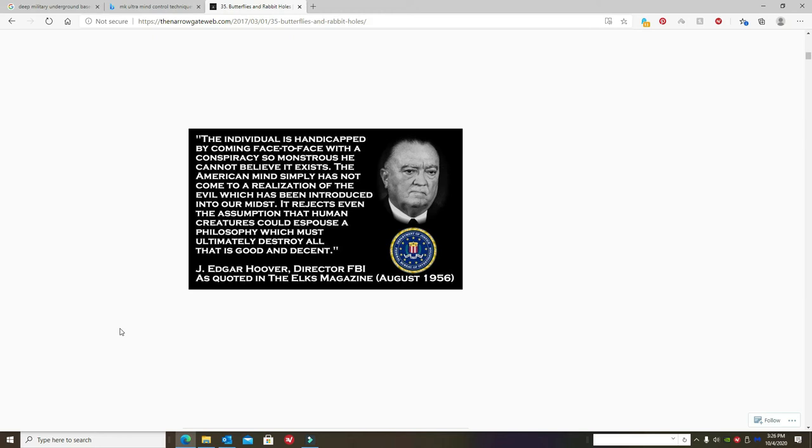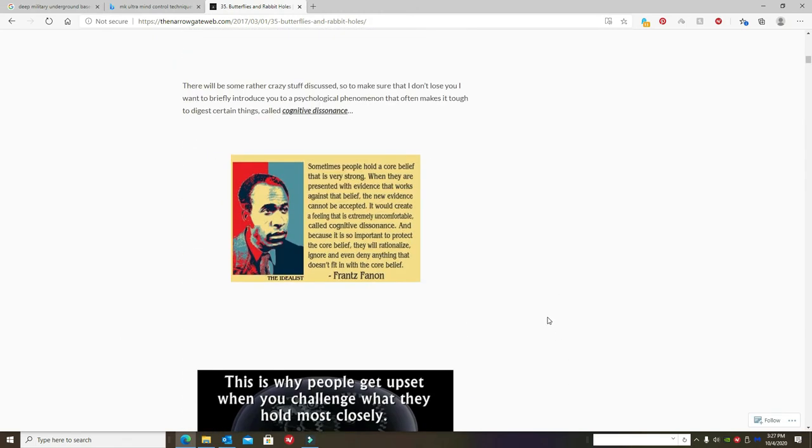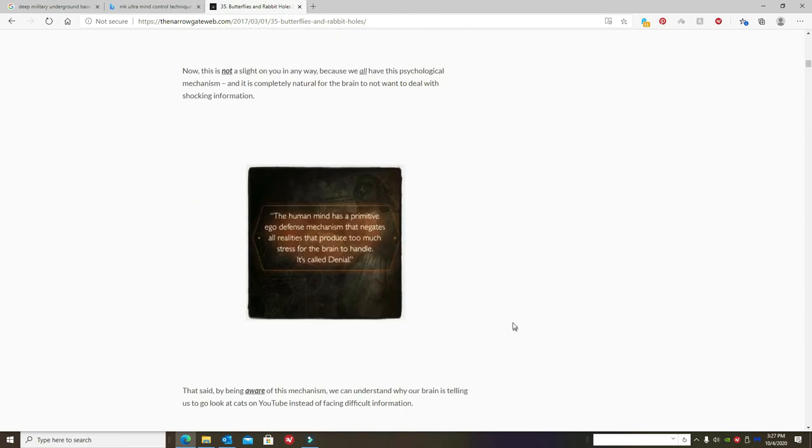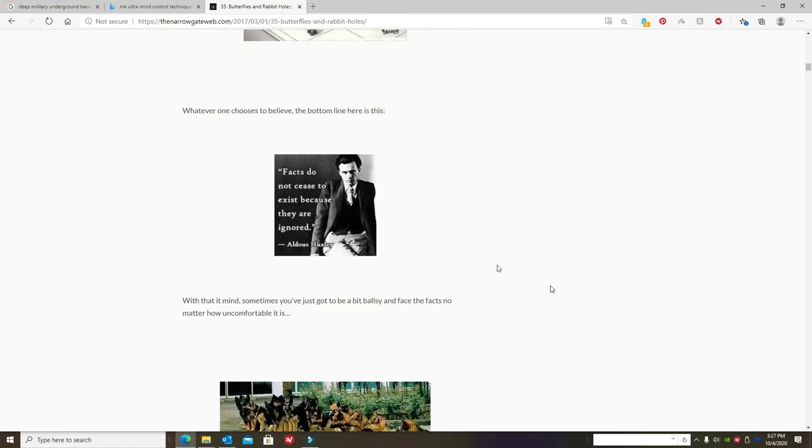J. Edgar Hoover said, the individual is handicapped by coming face to face with a conspiracy so monstrous he cannot believe it exists. The American mind simply has not come to a realization of the evil which has been introduced into our midst. It rejects even the assumption that a human creature could espouse a philosophy which must ultimately destroy all that is good and decent. That was J. Edgar Hoover. You can go back and read these. Anyway, facts do not cease to exist because they are ignored.